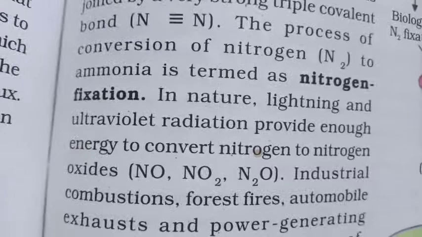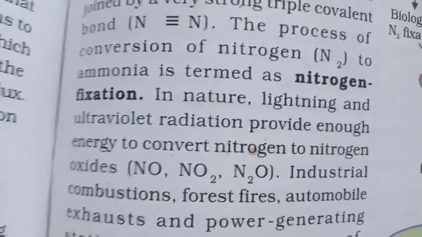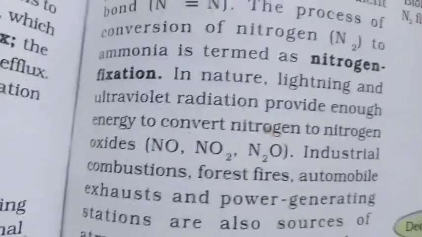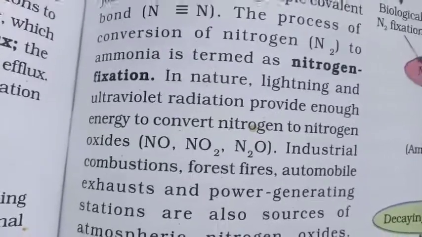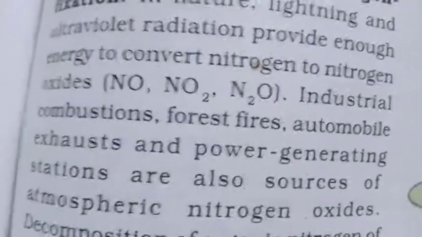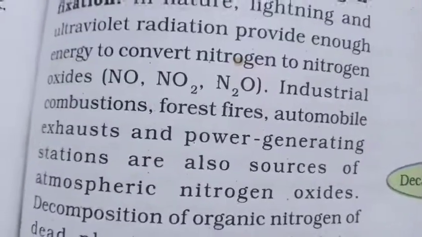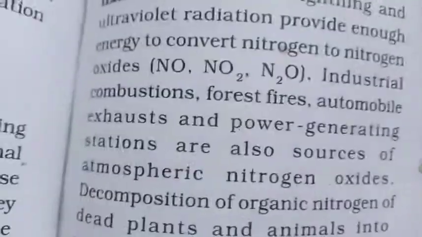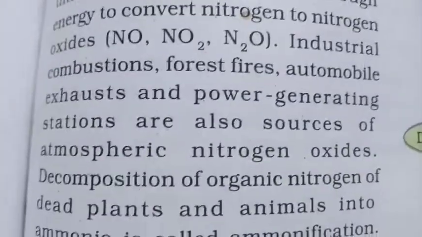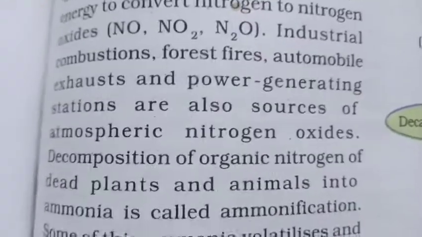In nature, lightning and ultraviolet radiations provide enough energy to convert nitrogen to nitrogen oxides, NO, NO2, and N2O. Industrial combustions, forest fires, automobile exhausts, and power generating stations are also sources of atmospheric nitrogen oxides.